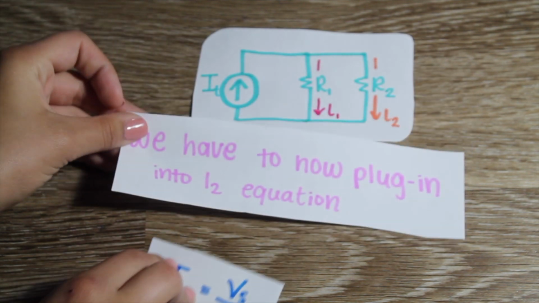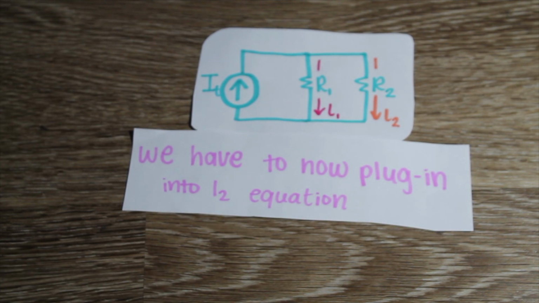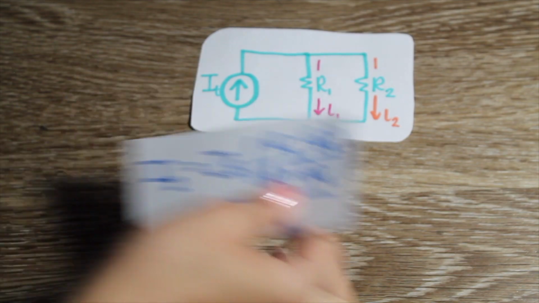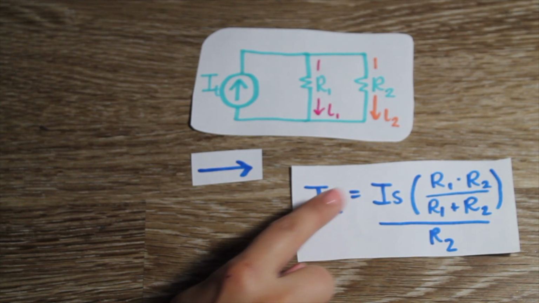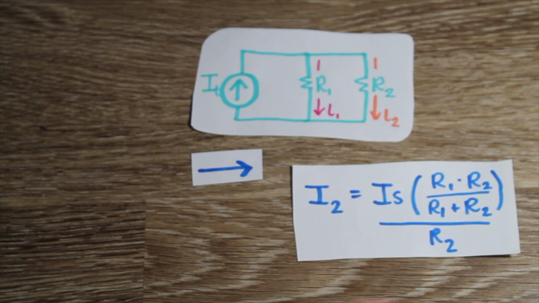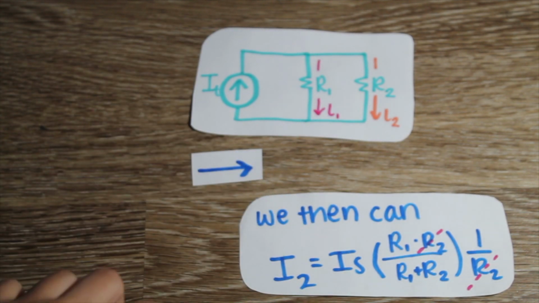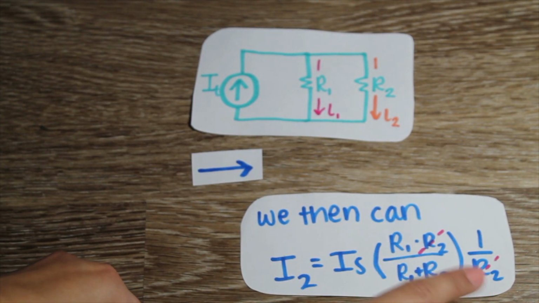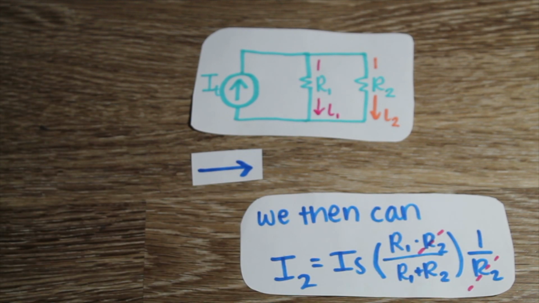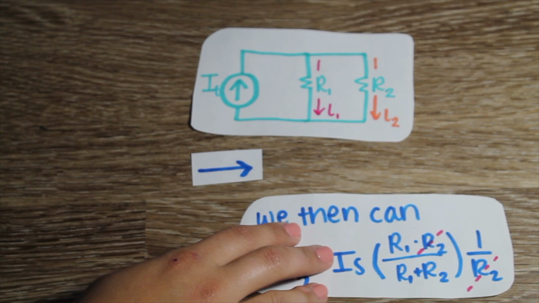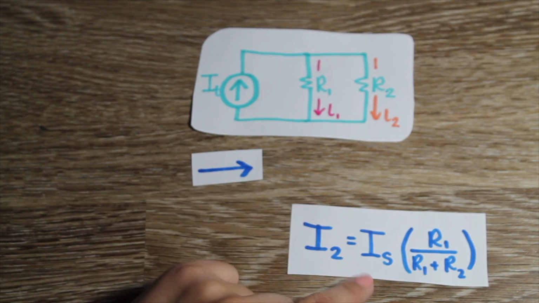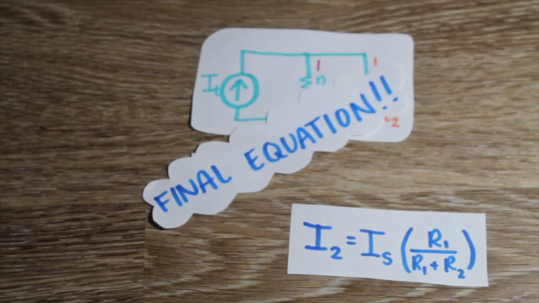Now remember when we found the voltage using the previous total voltage equation. We're going to plug our Vs into our I2 equation. So we get a final equation of I2 equals Is multiplied by the total resistance over R2. We then know we can cancel out our R2s, thus resulting in a final simplified equation. So I2 equals Is multiplied by our parallel resistance equation.